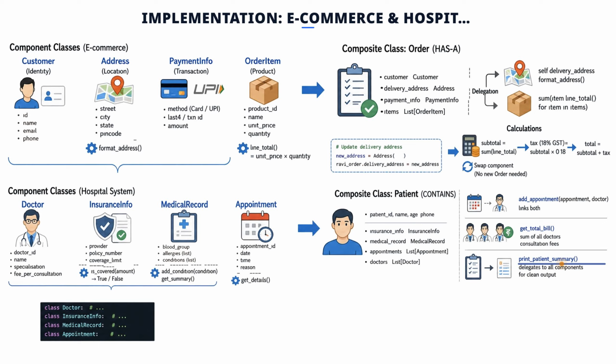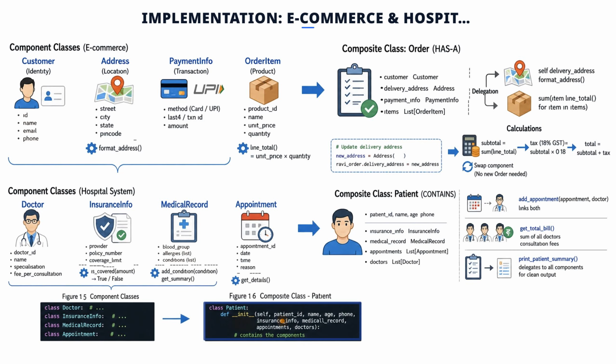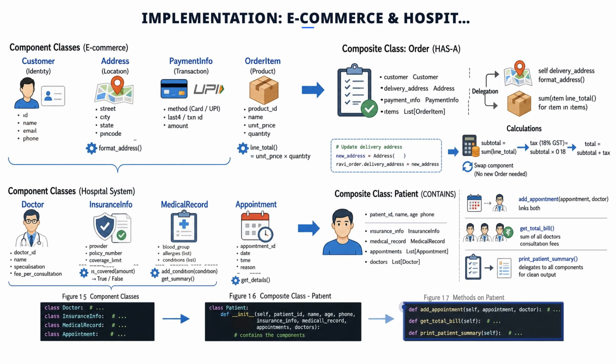You can see these structures in the code blocks below, where we define our component classes, assemble them in our composite patient class, and finally implement the coordinating methods. This modular approach keeps your code flexible and easy to maintain. Next, we will summarize these principles into 3 golden rules to help you decide when to use composition.